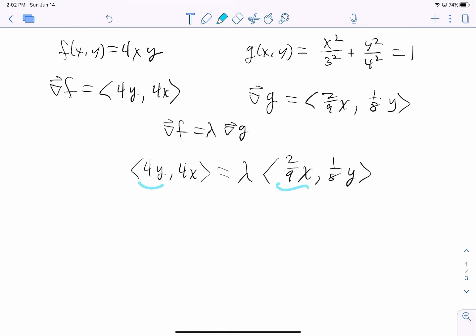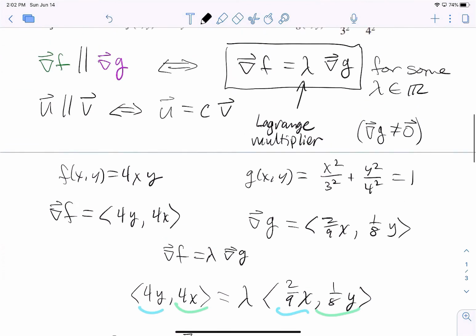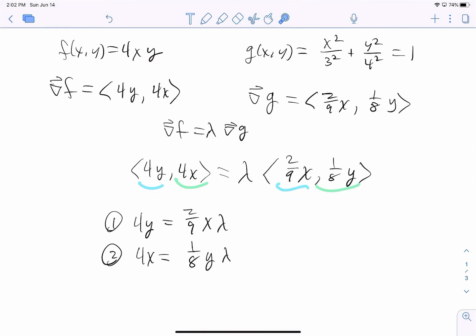Equating i components and distributing lambda will give us that 4y is equal to 2/9 x times lambda, and equating j components will give us the equation 4x is equal to 1/8 y times lambda. Let's call those equations 1 and 2. And because we have three variables, x, y, and lambda, we need a third equation. The third equation is going to come from the constraint. So the third equation here is x squared over 9 plus y squared over 16 is equal to 1. This is now a system of 3 equations and 3 unknowns.